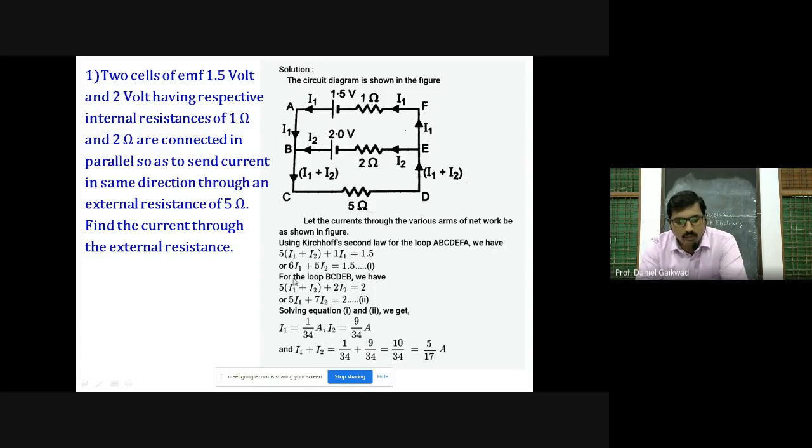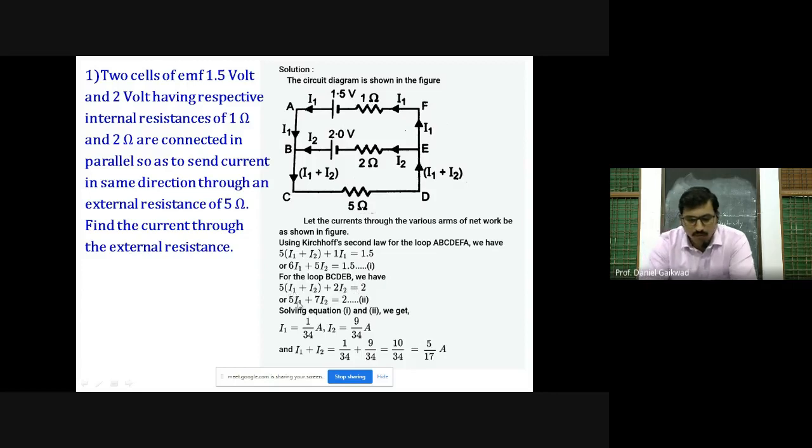Now the same thing we apply for the second loop. Check carefully. For the loop B, C, D, E, B, we have 5 times (I1 plus I2), plus 2 times I2, the 2 ohm resistance with current I2, and that is equal to 2. So for B, C, D, E, B, we have 5 times (I1 plus I2) plus 2 times I2 equal to 2. Again we adjust the signs so that we obtain this equation.